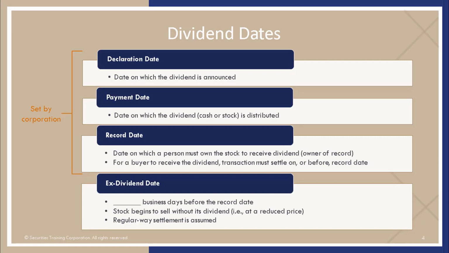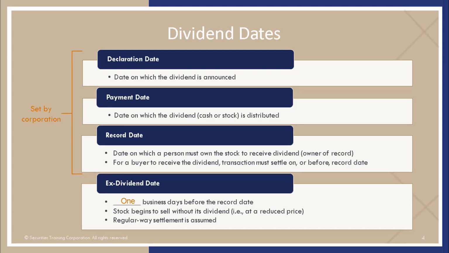Now, regular way settlement is normal business, and that is currently, with corporate securities like stock, 2 business days. So if I buy a stock today, my name appears as owner of record 2 business days from today. So if today is a Tuesday, if that is the day I buy it, Wednesday is day 1, Thursday is day 2, it would settle on Thursday. Because the settlement date is 2 business days after the purchase date or trade date, the ex-dividend date is 1 business day prior to the record date.